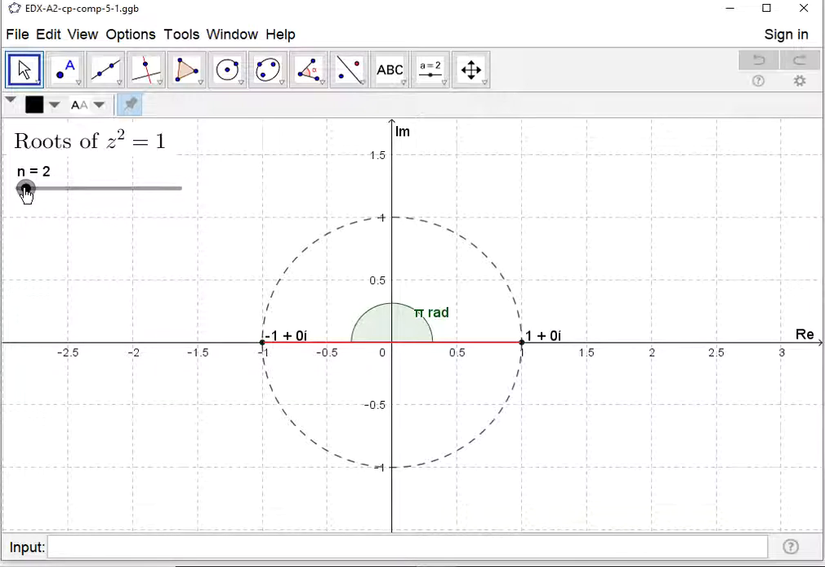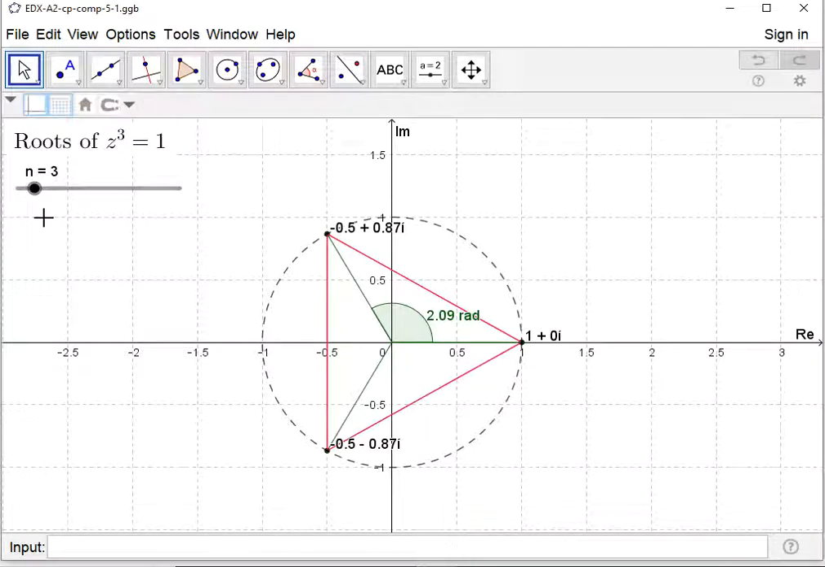It gets a bit more interesting if we now look at z cubed equals 1. We get the obvious solution at z equals 1, but notice the other two solutions form a conjugate pair, and that the three roots are equally spaced out. This is an equilateral triangle, equally spaced out at 2.09 radians apart around the unit circle.